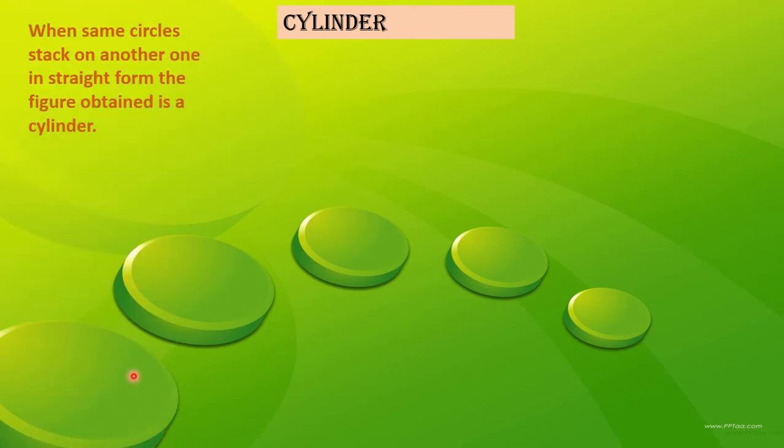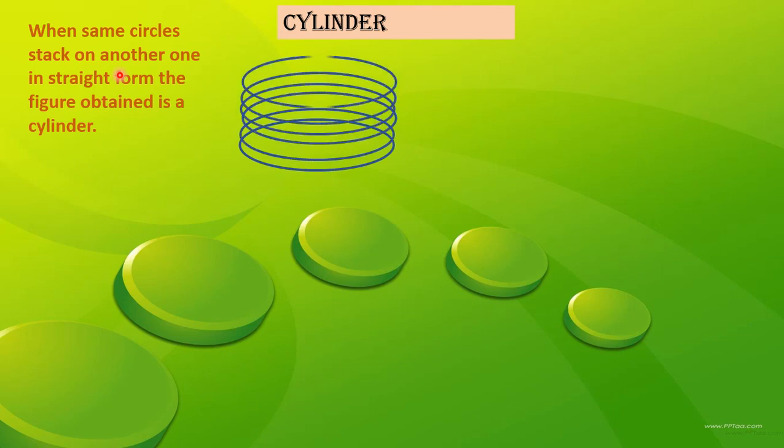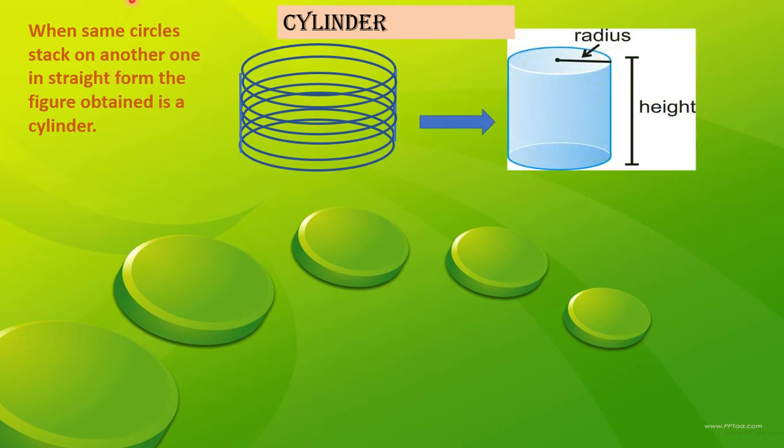Now when we arrange the same circles stacked one on another in a straight form, then the figure obtained is the cylinder. Here, as you are observing, circles are placed one over one, so the figure formed is known as the cylinder, which has some radius, and obviously it has some height as the circles are placed one over one in a linear fashion.